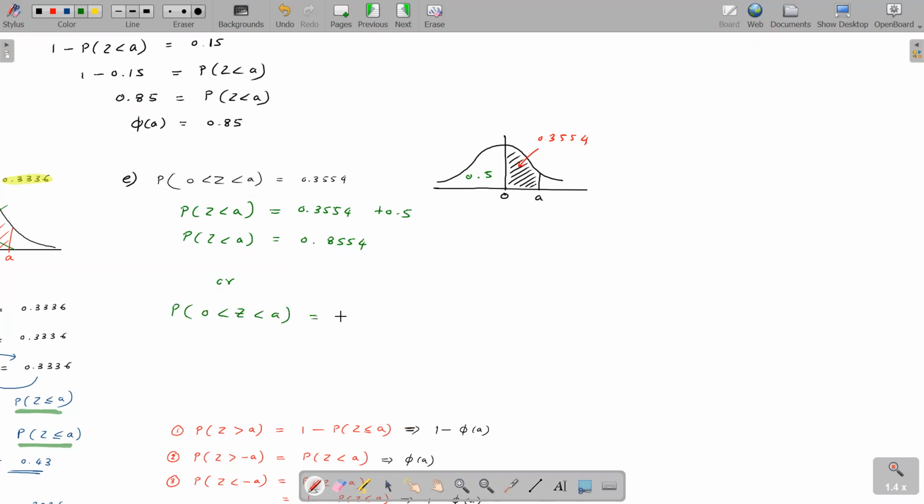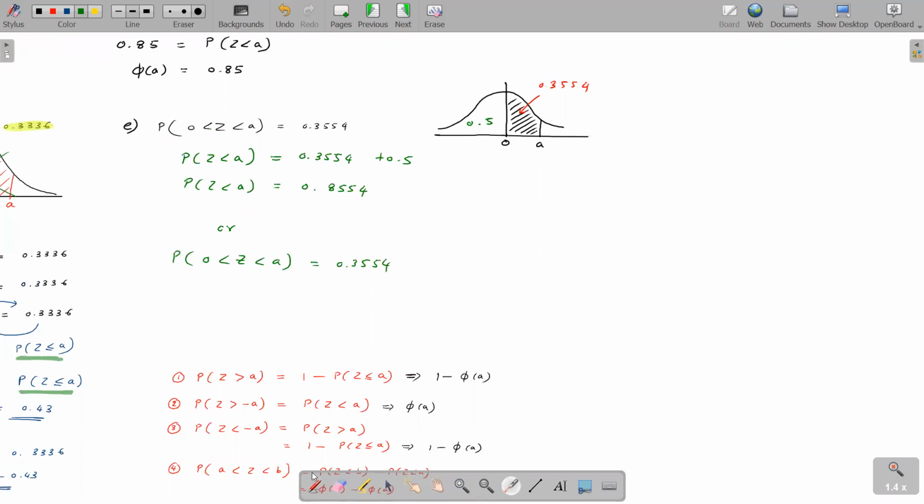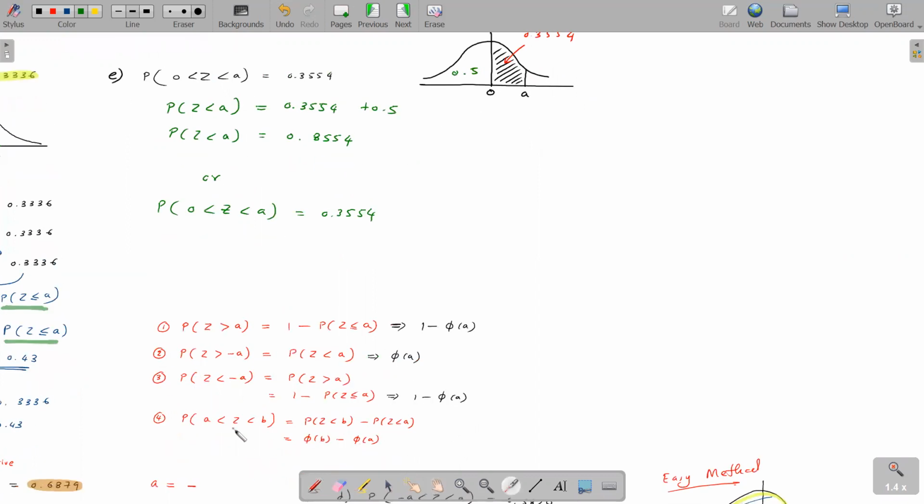Or else if you want to go with the theoretical method, guys, it's entirely up to you how you do this. I can do this by using the method I gave you. Probability Z is between 0 and A, you can rewrite it like this: probability Z less than A minus probability Z less than 0. Can you see? Probability Z less than A we don't know, but probability Z less than 0 is given in the first table.